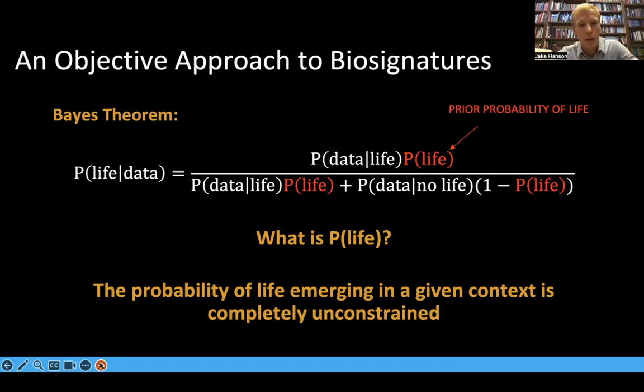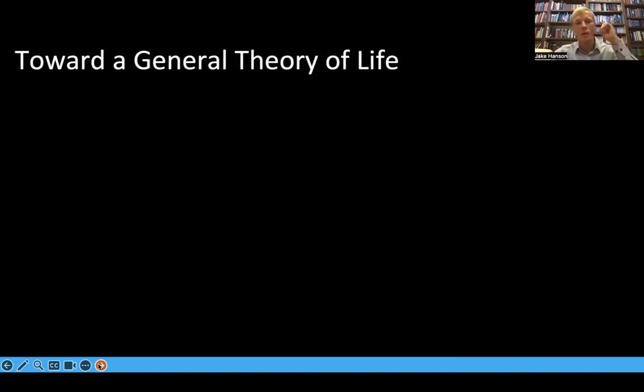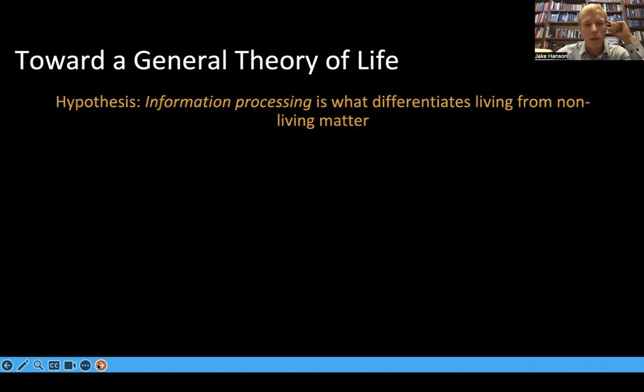So that's kind of how I got led down the path to studying life. I took this pretty seriously, as we really need to understand life and the emergence of life better if we're ever going to understand biosignatures outside of our solar system. So my dissertation research started with the hypothesis that information processing is what differentiates living and non-living matter.